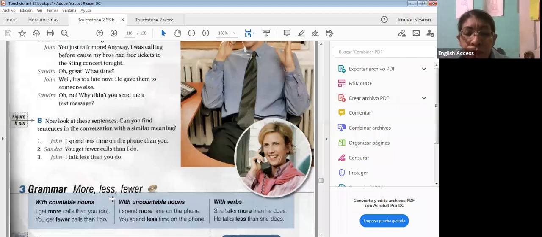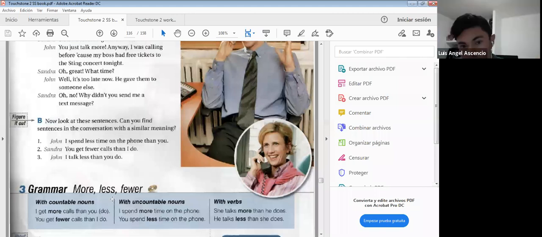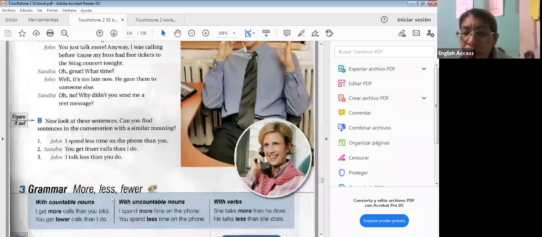Here we're using more and fewer with countable nouns. In this case, we are using calls. Well, calls, it's countable. We can say a phone call, two phone calls, three phone calls, etc. Okay, so this is a countable noun. So with countable nouns, we can use more or fewer, okay? That's the opposite. Then on the second part, we have uncountable nouns. As you can see with uncountable nouns, we're going to use more or less. I spend more time on the phone. You spend less time on the phone. In this case, time, it's uncountable, yes?